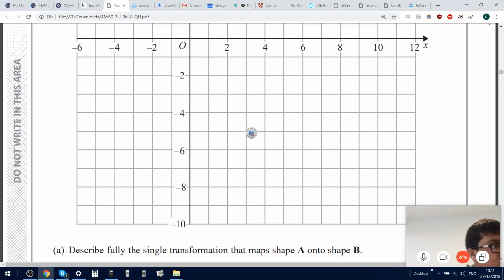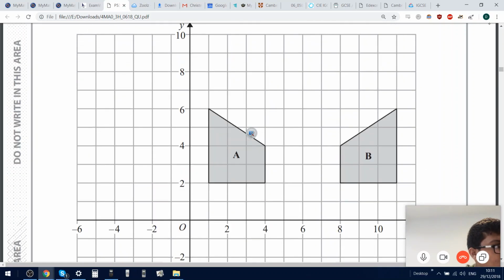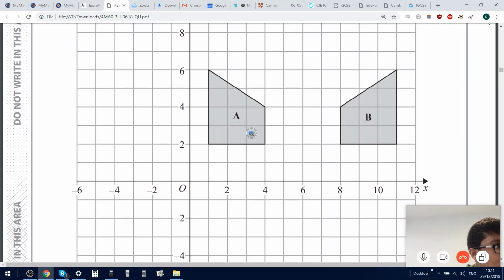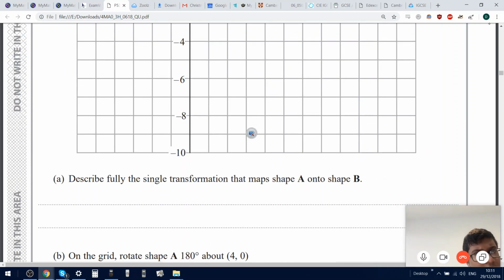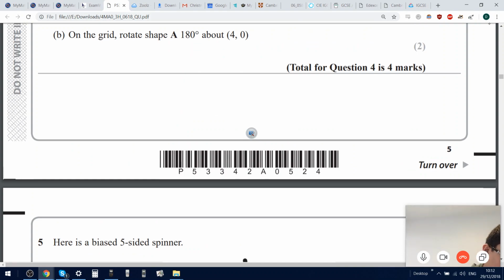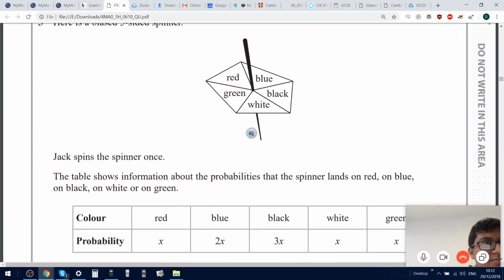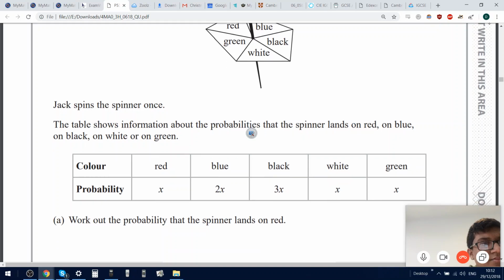Okay. Describe the single transformation that maps A onto B. Okay, so A to B, you could say reflection in the line, reflection in, I think that's x equals 6. Yeah. Rotate the shape, so just use your thing for that. Okay, how do we do this?